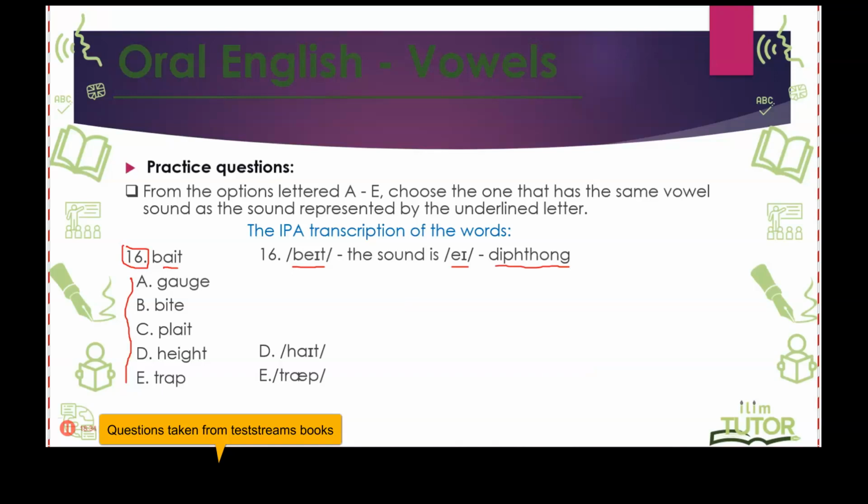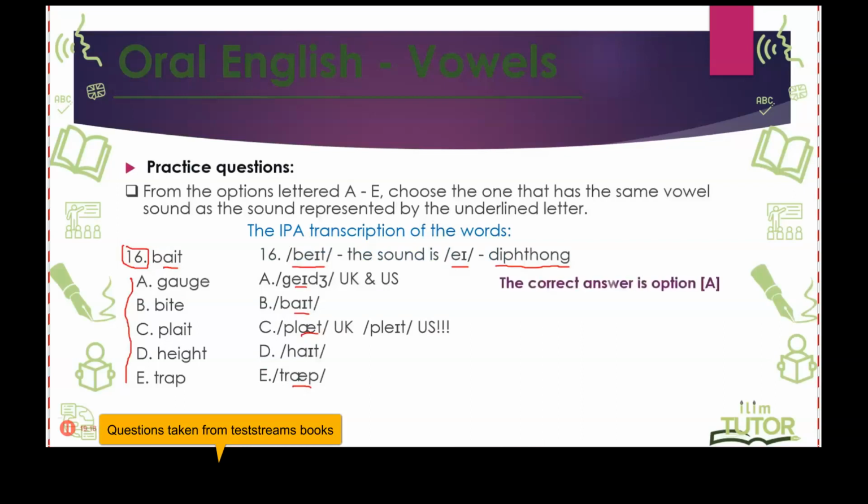So for A, the phonetic transcription is going to be gauge. For B, it's going to be bite, like having a bite to eat. For C, it's plait, like plaiting hair. And for D is height. For E is trap. So here the answer is going to be, as you can see, A. So bait and gauge. So the diphthong sounds A.